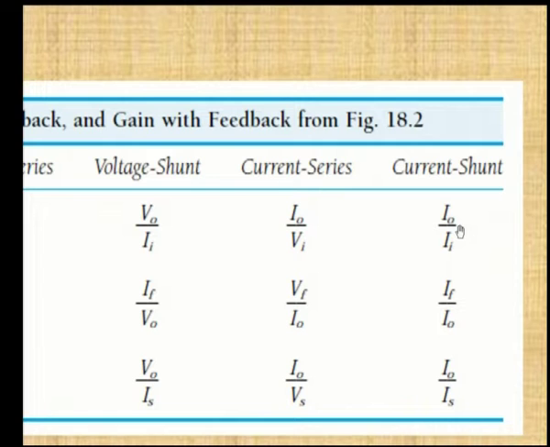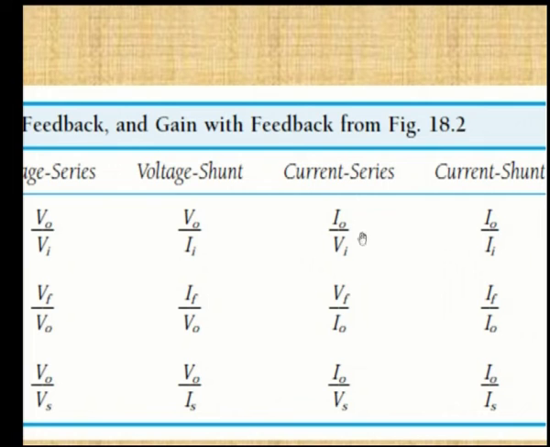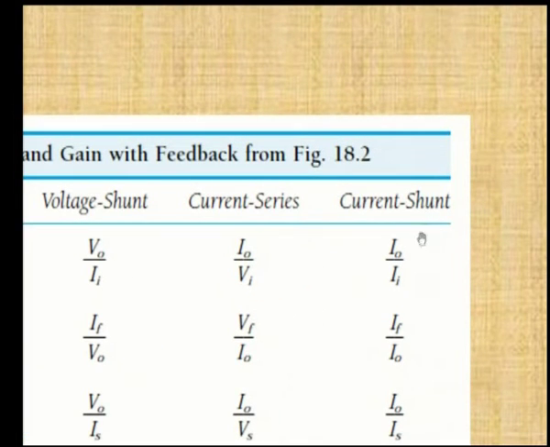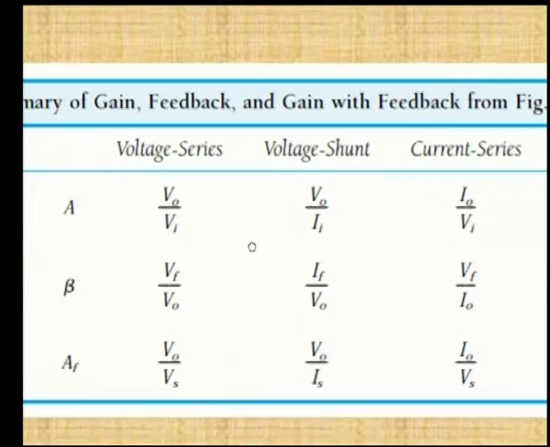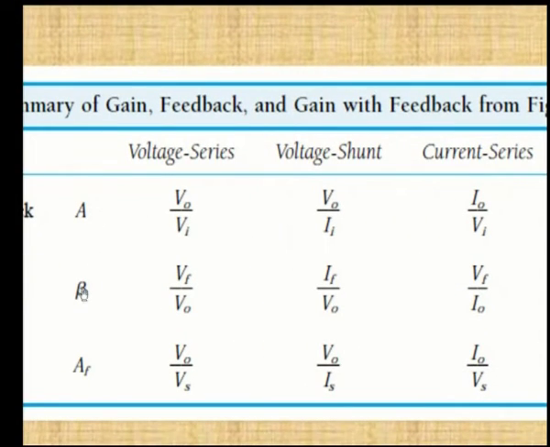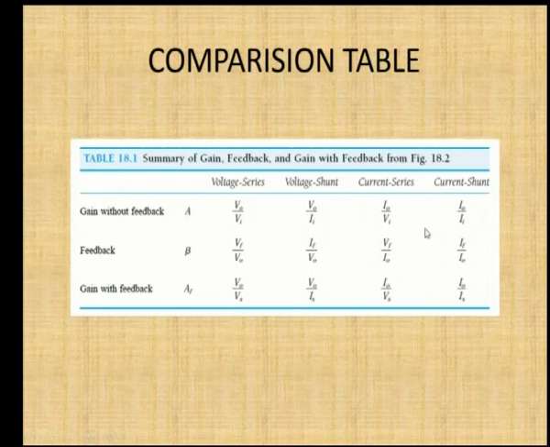And for current shunt, again, if you note the shunt, it is a current source. Wherever you have series, you will have voltage sources, and if you have the shunt connection, it is a current source. So, it is Ii, and this is the amplifier gain, this is the beta feedback gain, and this is the overall gain. So, that is all about the gain of the amplifier, of the feedback network, and the overall gain for all the types of feedback connections.